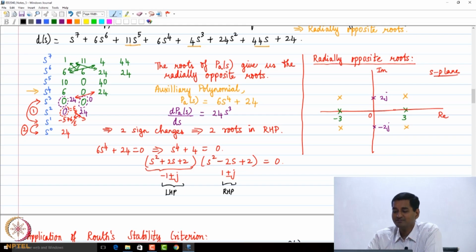But if you want to convince yourself, you can substitute the roots in the polynomial. You will see that it will go to 0. Right? You can do that check. Yeah. That's the best way to check whether some value is a root or not.